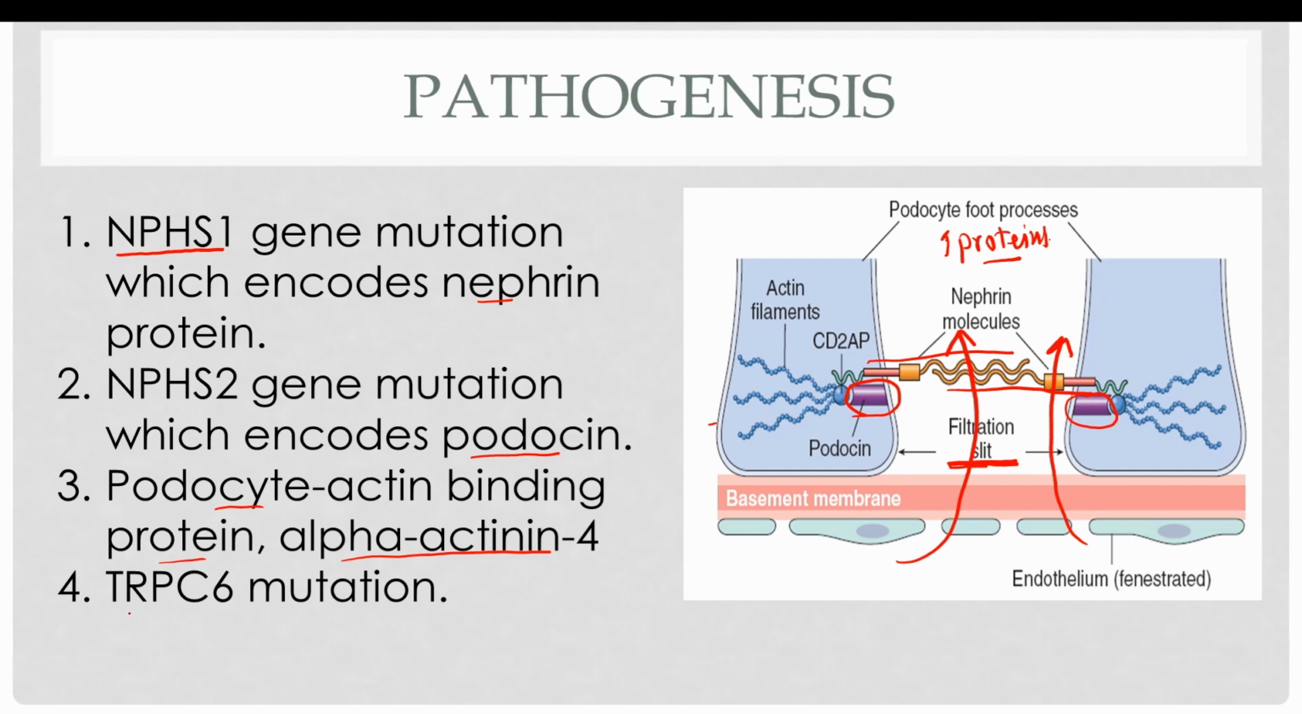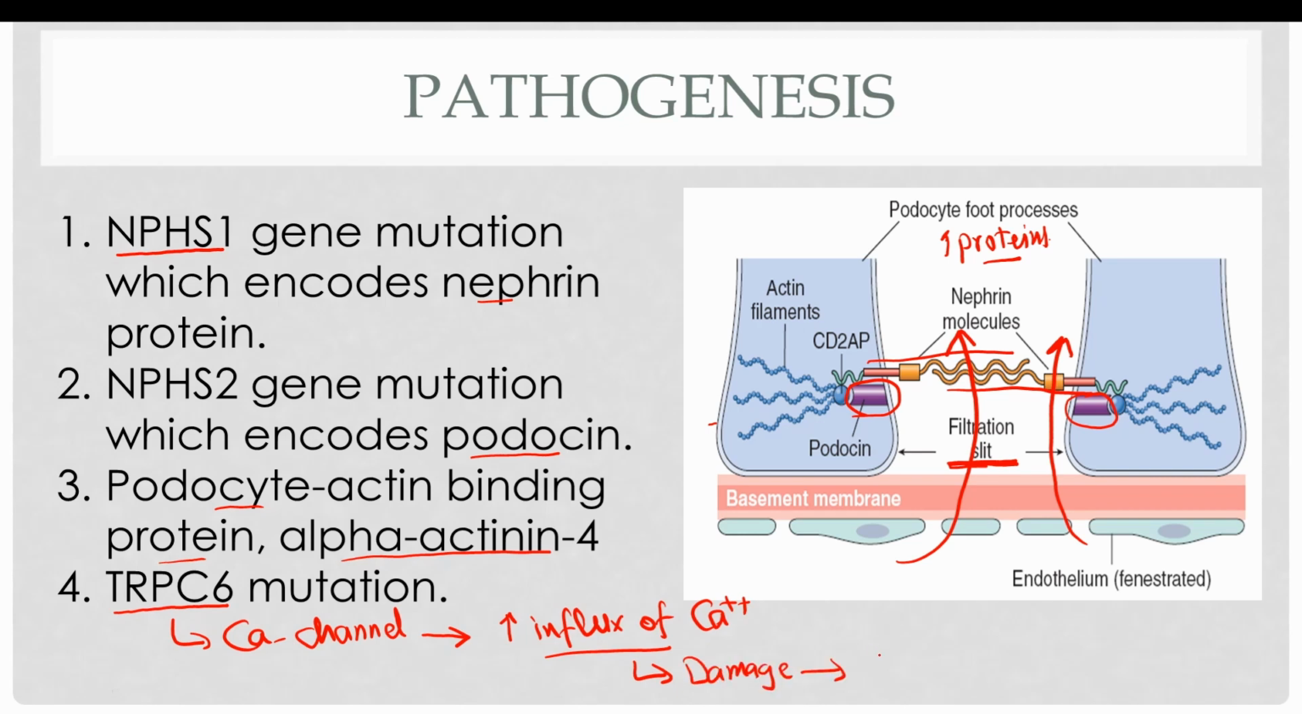Another gene that is mutated is TRPC6. This gene encodes a calcium channel which is present on the cell membrane. So mutation in this gene results in an abnormal calcium channel, allowing increased influx of calcium ions into the cell, which damages the foot processes and flattens the podocytes. So all of these genetic mutations result in the effacement of the foot processes, making the podocytes more flattened, allowing the proteins to filter across the filtration slit into the urinary space and resulting in proteinuria.